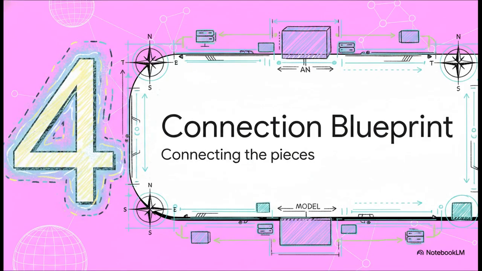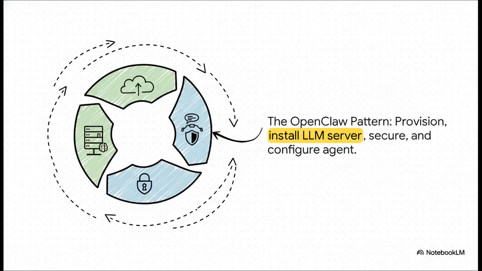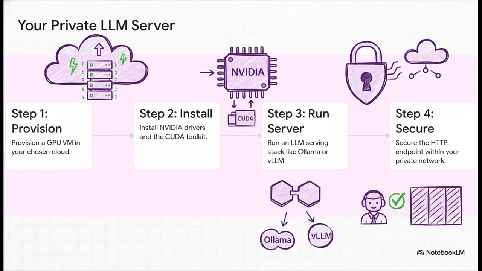Okay, so we've matched our model to a machine. Now for the fun part. Let's get into the practical, hands-on steps. This is the blueprint for actually connecting all the pieces together. And the good news is, the pattern here is simple and it's repeatable. First, you provision your cloud instance. Second, you install the software that's going to serve your model. Third, you secure the endpoint. And finally, you configure your agent to talk to it. It's a clean, 4-step process. Provision, secure, configure, integrate. So let's break down that server setup.